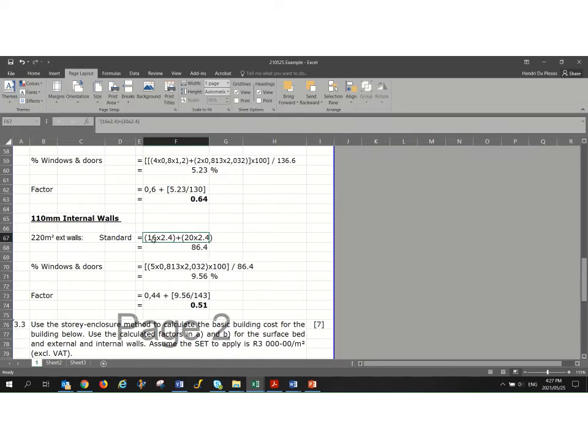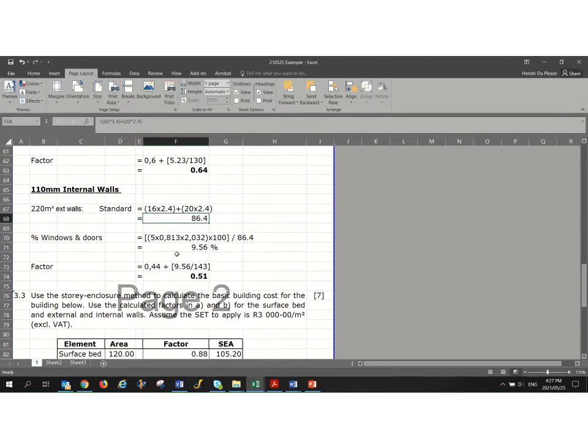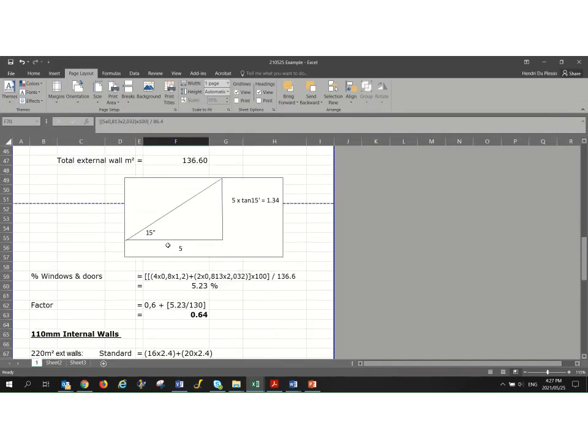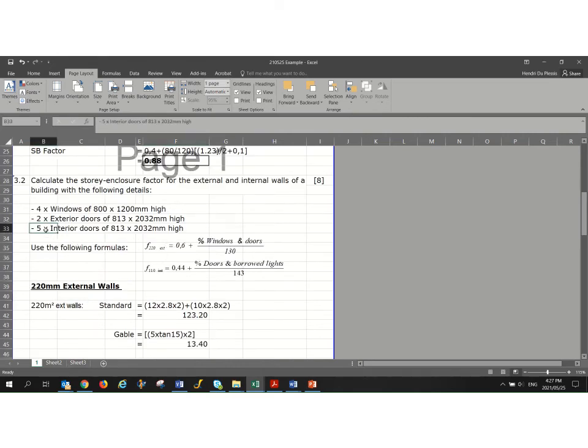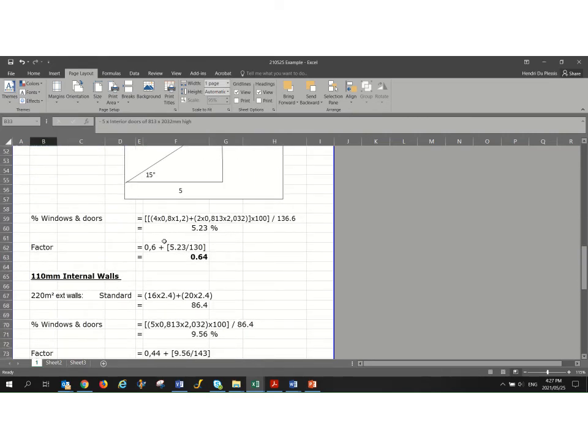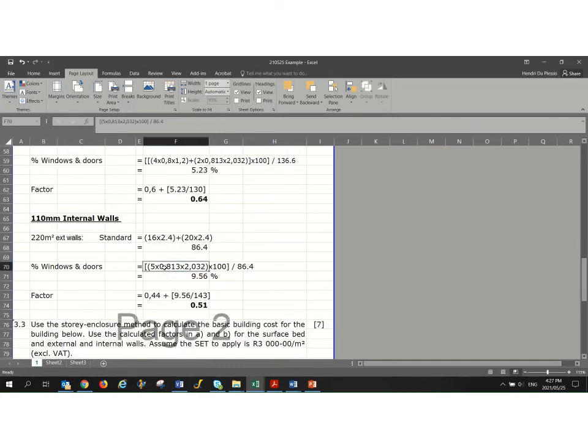So I used the north to south walls first times 2.4, and then I just added the west to east walls, and added them together and times it with the height to get to 86.4. Okay, and then the percentage again is the information given here at the top. So we've got 5 interior doors, the perimeter times 100 divided by the area of our internal walls, which gives us a percentage of 9.56.